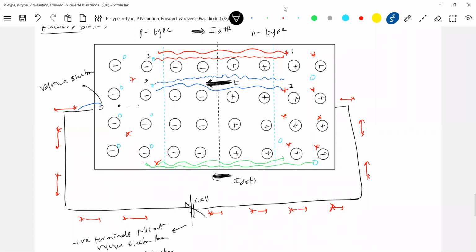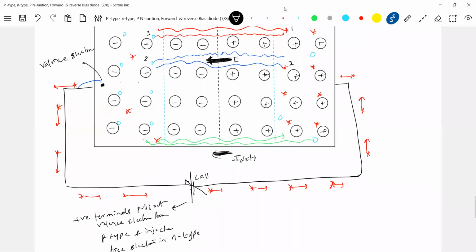Now this hole, what will it do? It will pull out this valence electron. Okay, sorry, it is like this. Now this valence electron will come here. And now when the hole moves like this, how is it able to push it? Okay, I think we'll stop it here only.